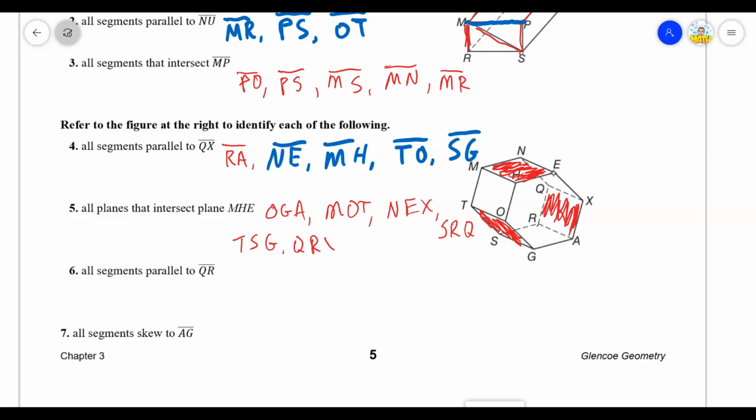So a lot of planes that will intersect that, because we have to keep in mind the definition of the plane is that it keeps on going. This is going to keep on going, this is going to keep on going, and sure enough, they would intersect out there. Okay.